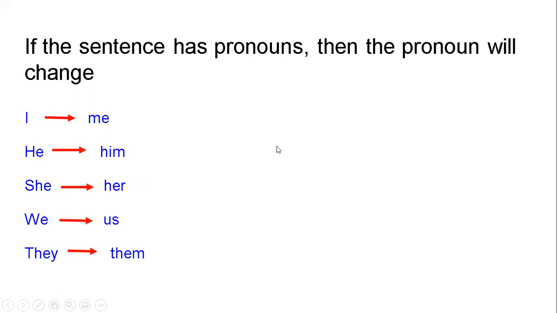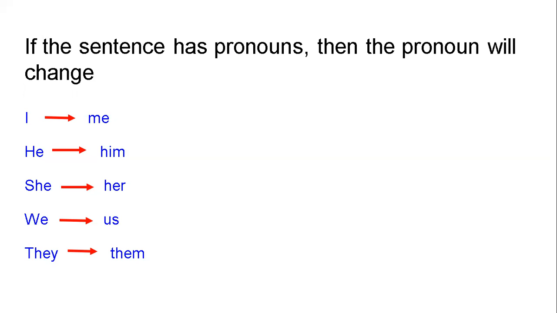If the sentence has pronouns, then the pronoun will change. Like I told you in the beginning of this lesson, if there is a noun in the sentence, the name of a person, like Rita, Raj, Amir, Angad, a name, then the name will stay the same whether it is active voice or passive voice. Whether you are changing from active to passive voice or passive to active voice, that name will not change at all, it will stay the same.